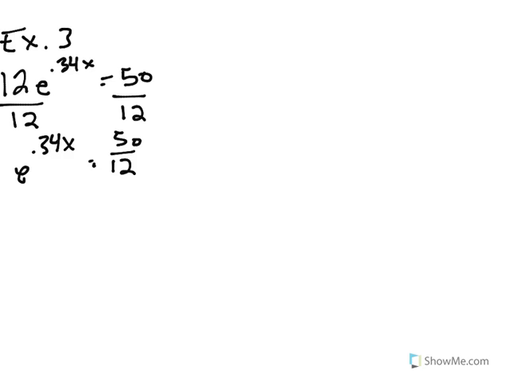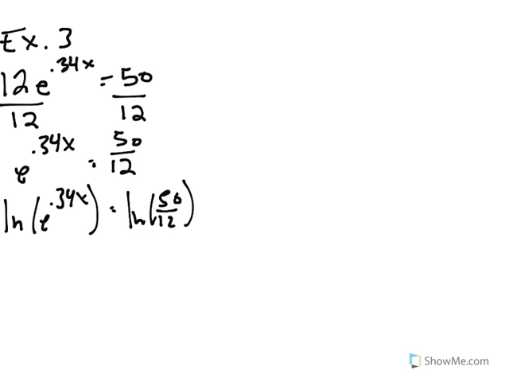Now we're going to do the natural log on both sides. And remember, the natural log is log base e, so when I do natural log of e to the 0.34x, and then you have to do it to both sides, so natural log of 50 over 12. This natural log cancels with this e, and this is brought down due to properties of logs. So we have 0.34x is equal to the natural log of 50 over 12.